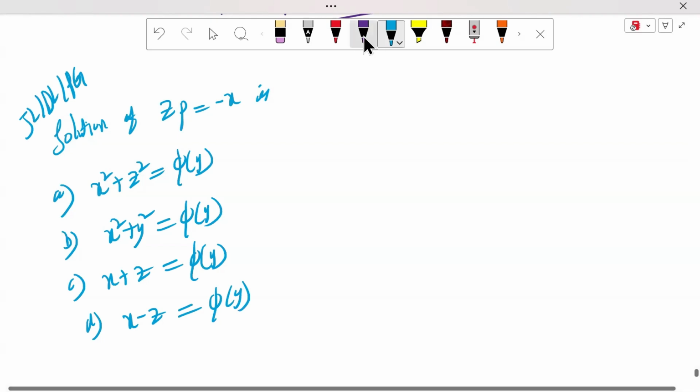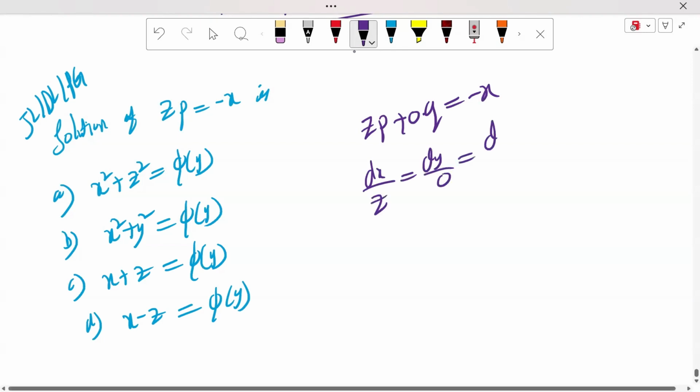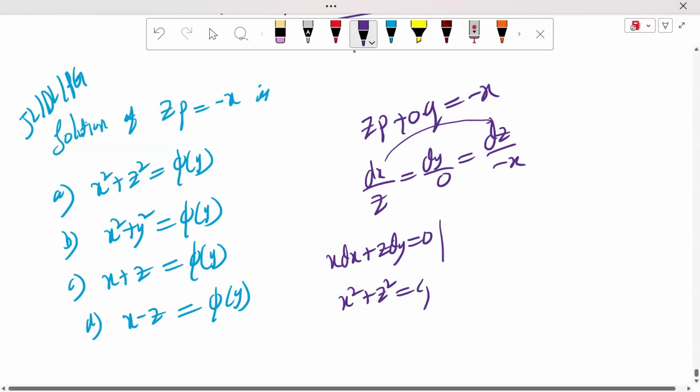What is the question, sir? xp, zp plus 0 into q is equal to minus x. It is nothing but dx by z is equal to dy by 0 is equal to dz by minus x. We can take the first and last fractions, sir. It is nothing but x dx plus z dz is equal to 0. So x square plus z square is equal to c1, one of the solutions.